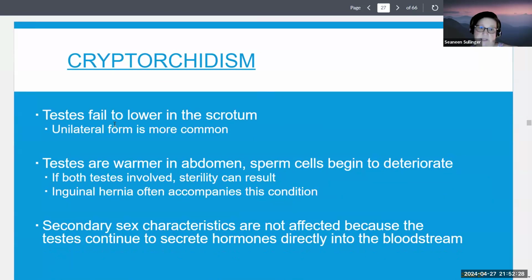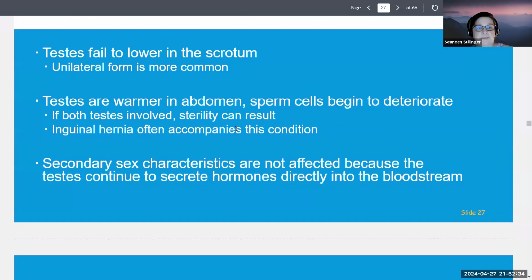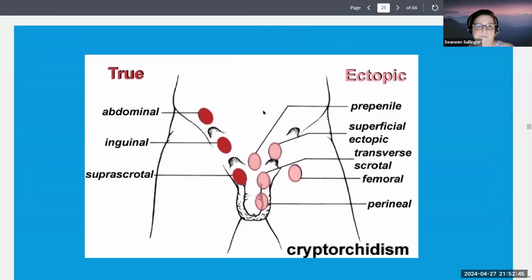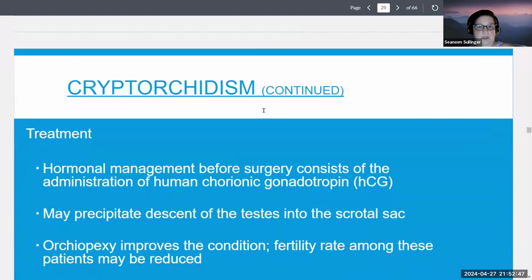Cryptorchidism is when the testes fail to lower into the scrotum. Usually it's one, but it can be both. And the secondary sex characteristics are not affected because the hormones are still secreted. It's just that they haven't descended into the scrotum. And so we're going to kind of go through that.